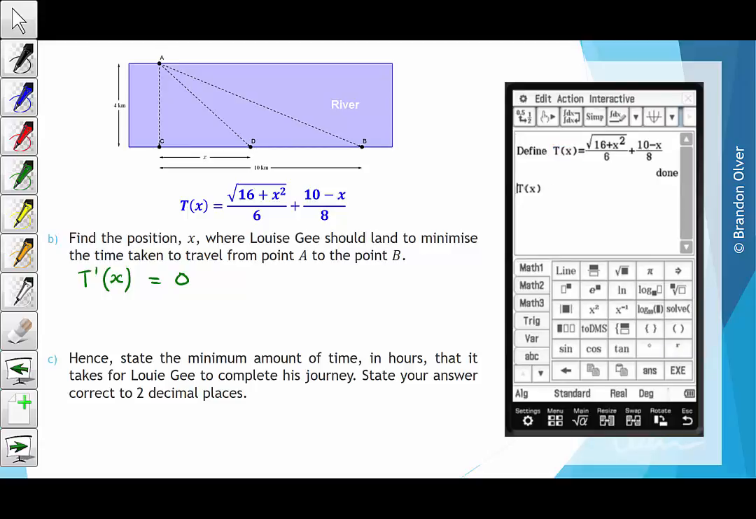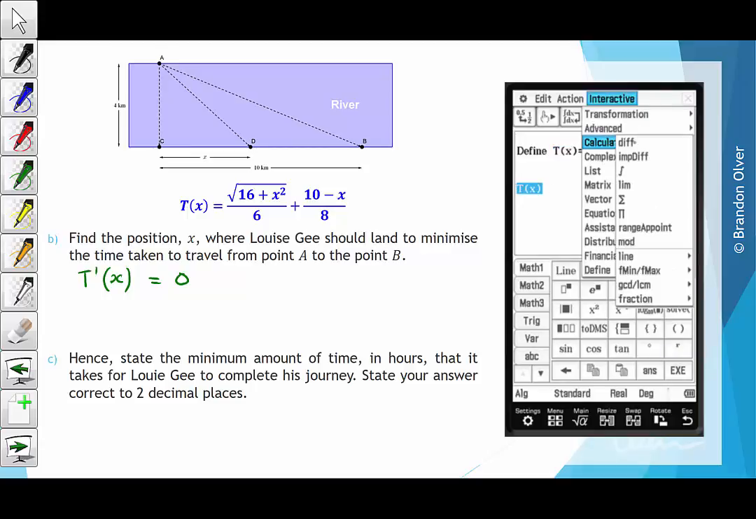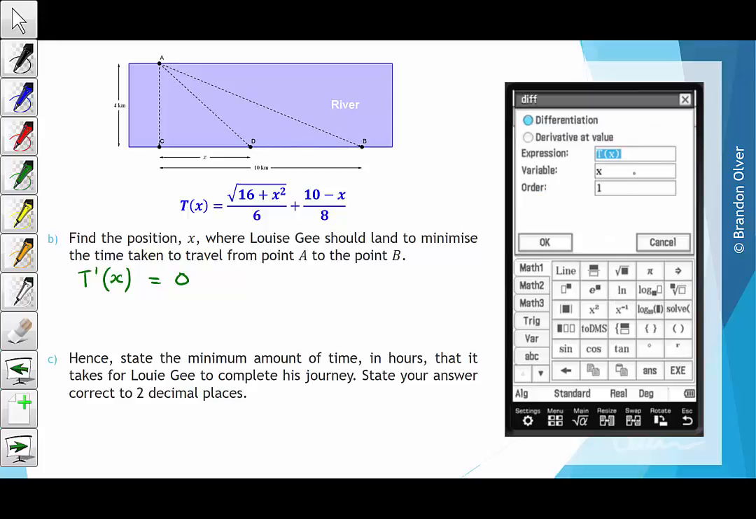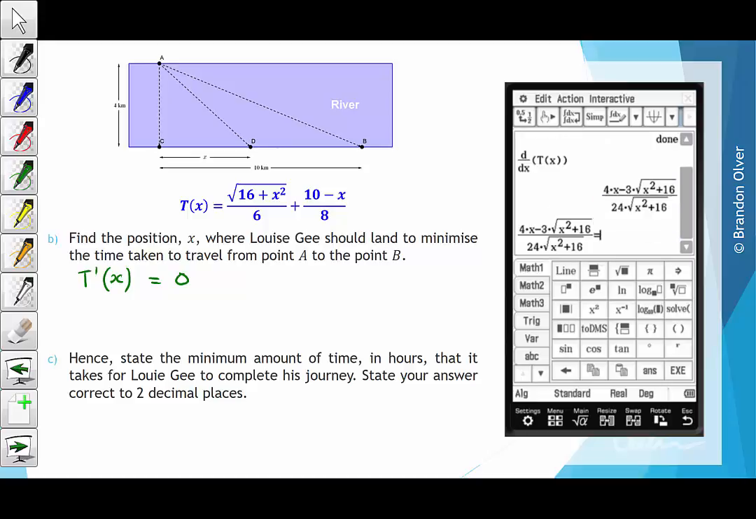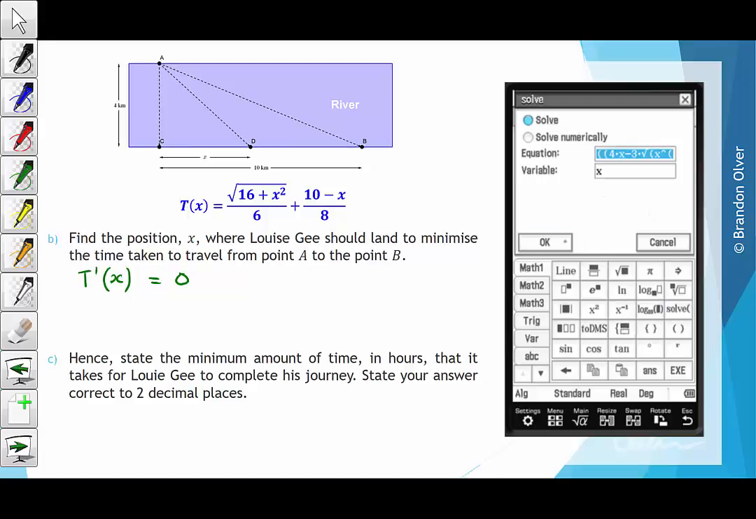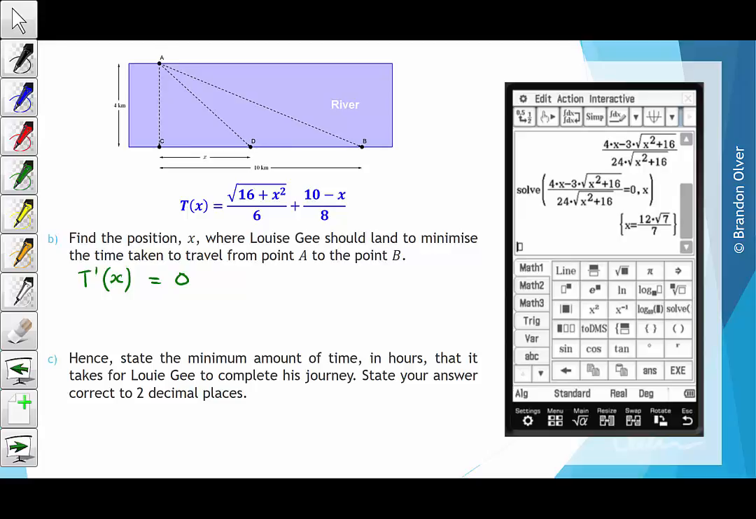Then we can use our calculator and calculate the derivative by going interactive calculation diff. And we want to then set this equal to 0 to find any stationary points that are on the curve. So interactive equation inequality solve for x, and we get that x is equal to 12 root 7 divided by 7, which will give us a stationary point. So the calculator says that the value of x, which gives a stationary point, is 12 root 7 divided by 7 kilometres from the point C.